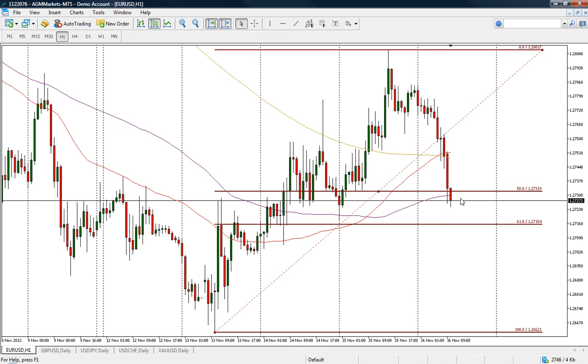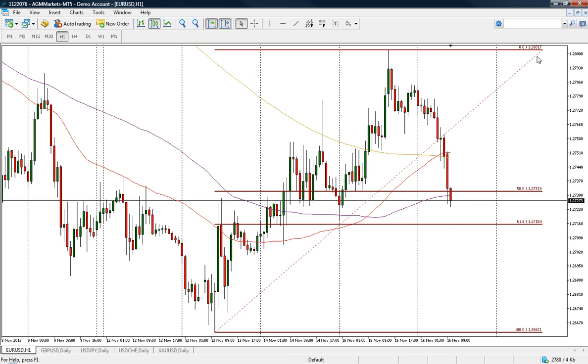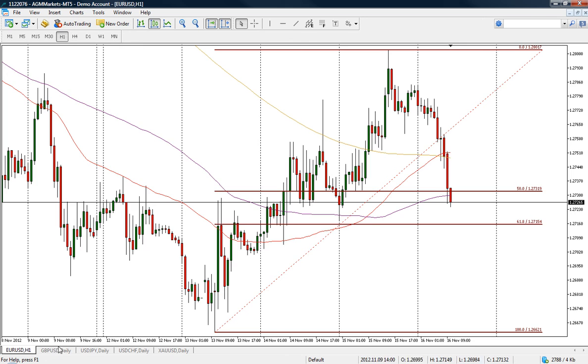So look out for that 1 hour close. If it does close above the 50% and that 100 bar moving average, then I would not be surprised to see euro dollar go towards the upside. That's the even shorter term look, but that's definitely the setup I have for my charts.